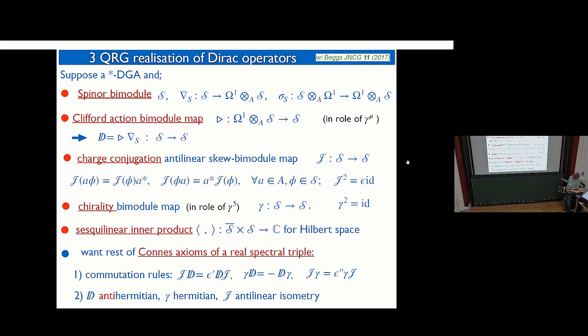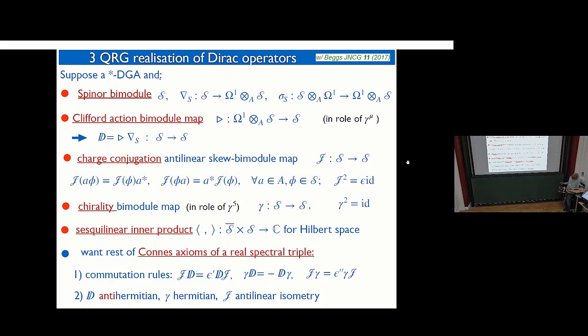We'll need conditions on this data to obey Connes' axioms. Now, of course, we'll need charge conjugation, which is very important in the geometry of the Dirac operator. It's Connes' map J. And in our setting, it should be an antilinear skew bimodule map. This is the framework that Edwin Beggs and I introduced in this paper. Skew bimodule map means that if you multiply on the left, it comes out with a star on the right. And it should square to plus or minus the identity, with an unknown sign.